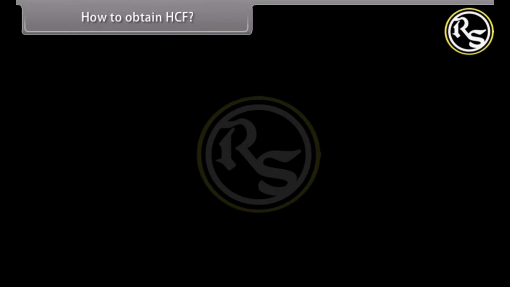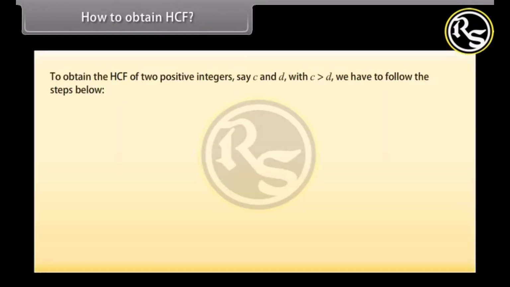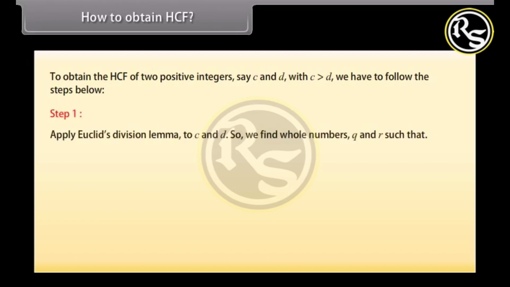How to obtain HCF? To obtain the HCF of two positive integers, say c and d, with c greater than d, we have to follow the steps below. Step 1. Apply Euclid's division lemma to c and d. So, we find whole numbers q and r such that c = dq + r.